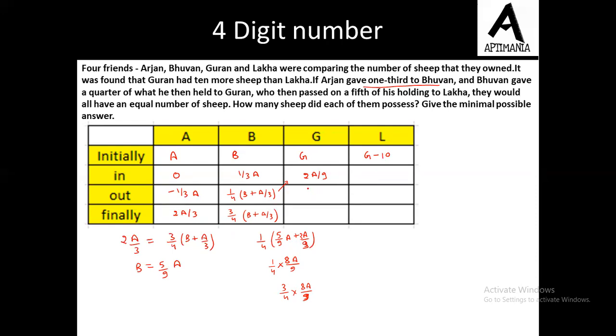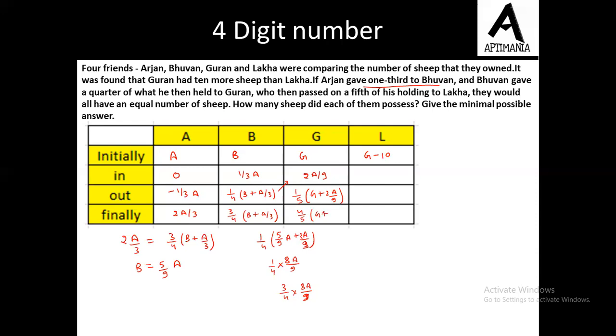Fine. Now the number of sheep that G now has is G plus 2A by 9, out of which he transfers 1/5 of the total value that he had. Now again he must be remaining with 4 by 5 of the number.